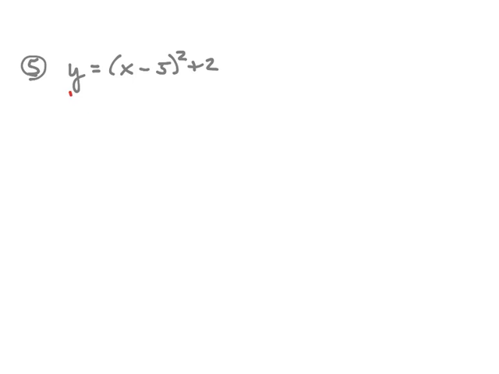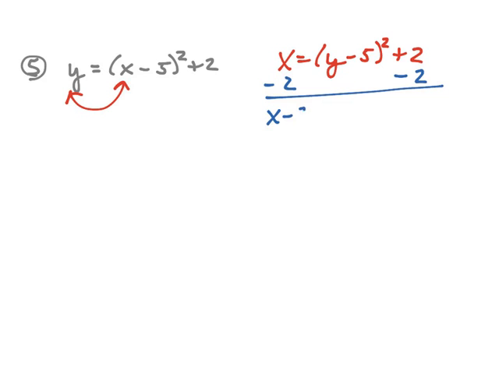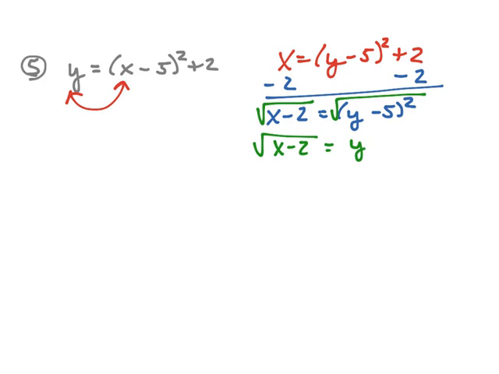Alright, let's try another one. Let's start by taking our x and y and switching those. Alright, now what I'm going to do is get that y by itself. We're going to start by subtracting 2. So I've got x minus 2 is equal to y minus 5 squared. Now I need to get rid of those parentheses. And they're squaring those parentheses, so what we're going to do is the opposite of squaring, which is to square root. So I now have the square root of x minus 2 equals y minus 5. Again, the square root and the square are canceling each other out.